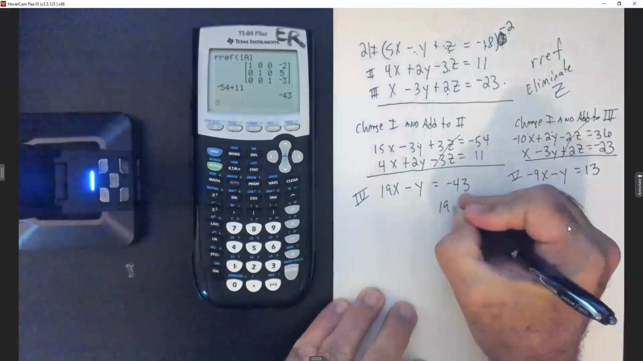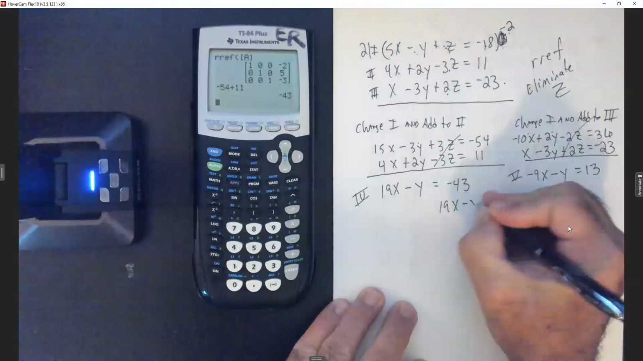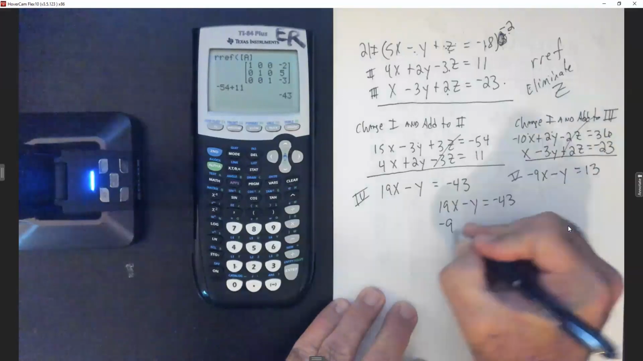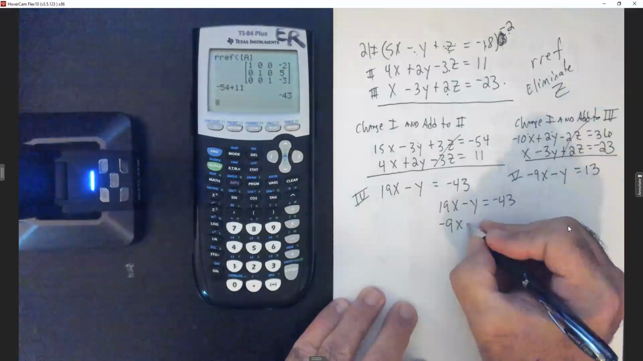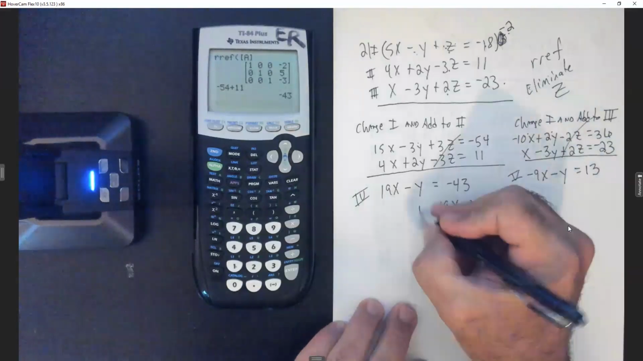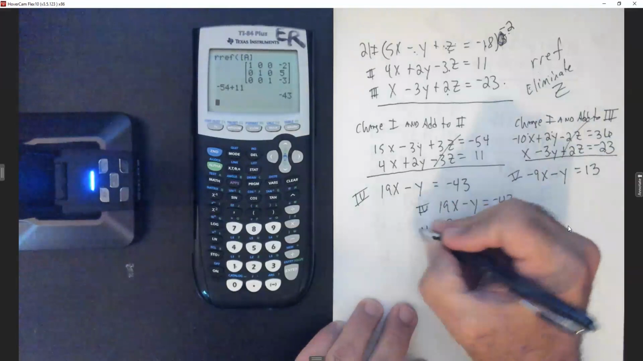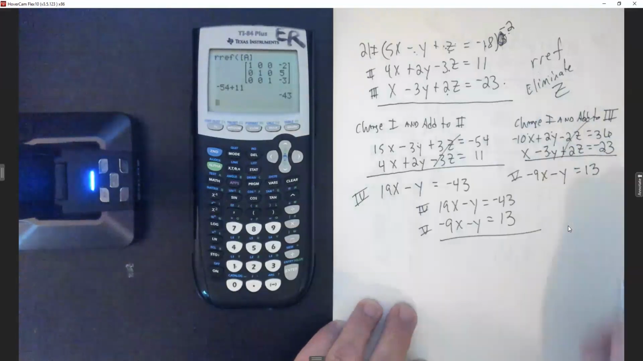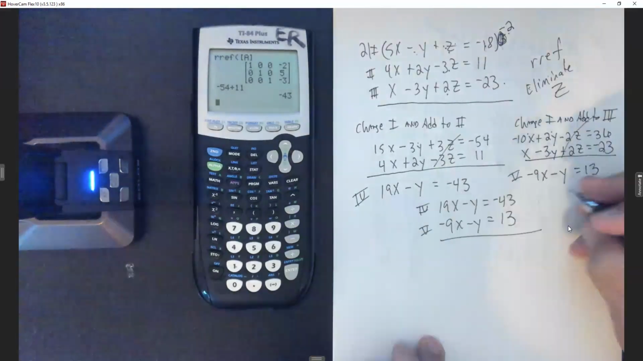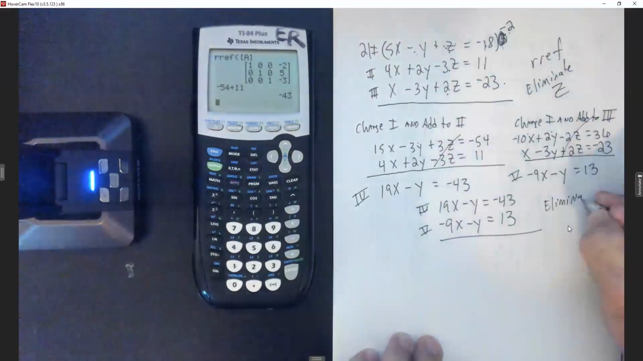19x minus y equals negative 43. Negative 9x minus y equals 13. So that was your 4 and your 5. So let's figure out what to get rid of, and I'm thinking I want to get rid of the y's on this. So I'm going to eliminate the y.